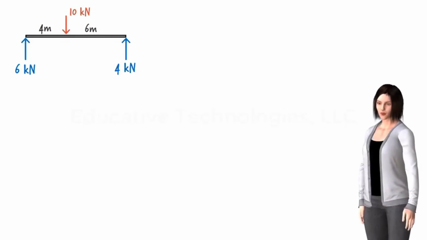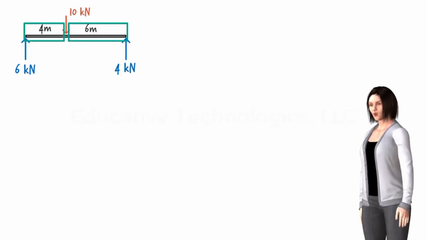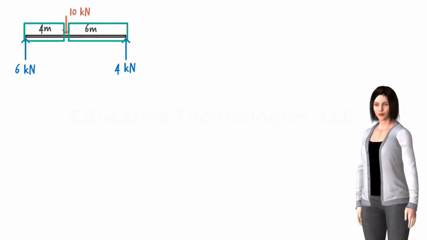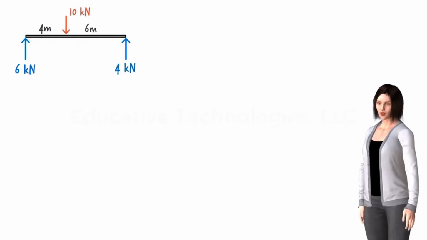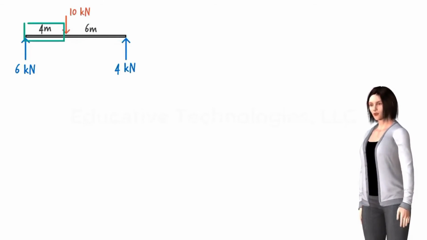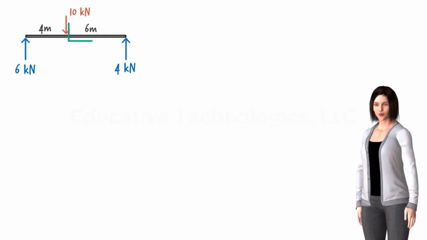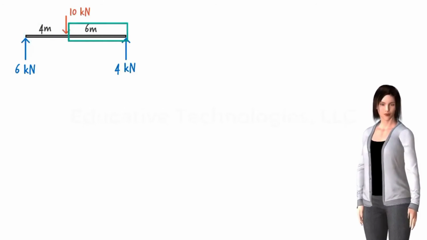Step 2. Determine the required number of shear and moment equations. Here, the load divides the beam into 2 segments. Therefore, we need 2 sets of equations. We need a shear equation and a moment equation for the left segment of the beam, and we need another set of equations for the right segment of the beam.